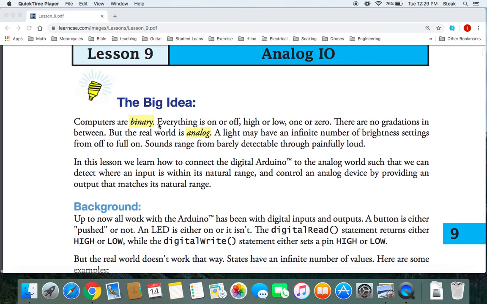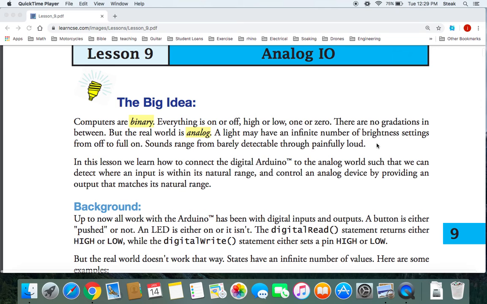Computers are binary. Everything is on, off, low or high, 1 or 0. There are no gradations in between, but the real world is analog. A light may have an infinite number of brightness settings, from on to off. Sounds range from barely detectable to painfully loud, like my little 3-year-old.